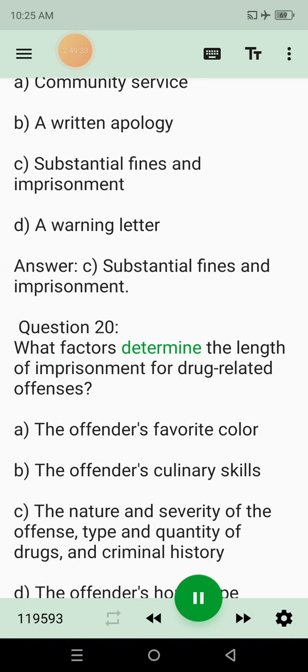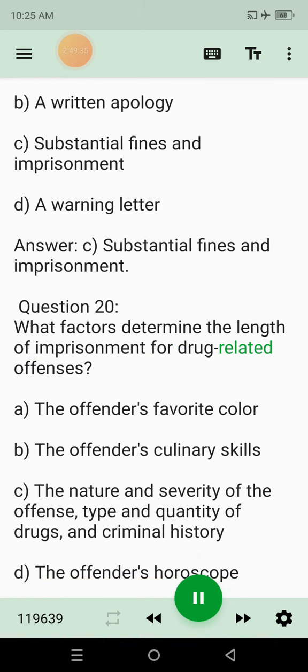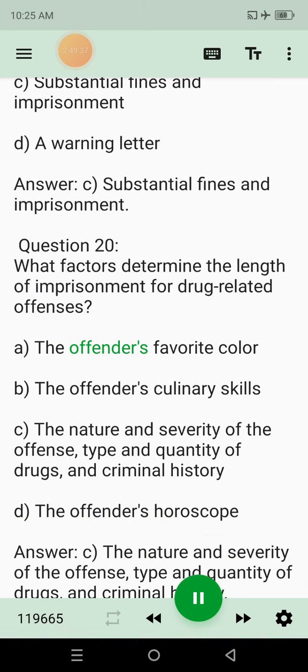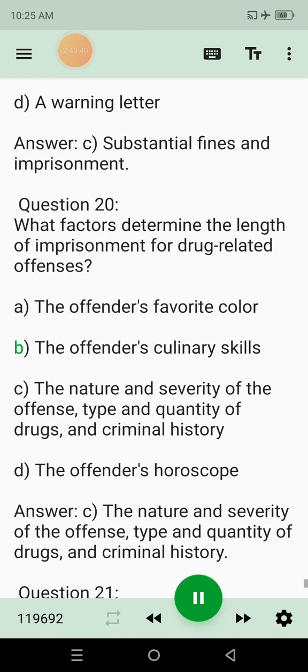Question 20. What factors determine the length of imprisonment for drug-related offenses? A. The offender's favorite color. B. The offender's culinary skills. C.